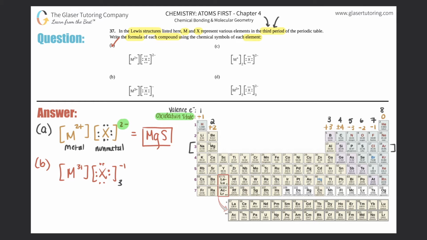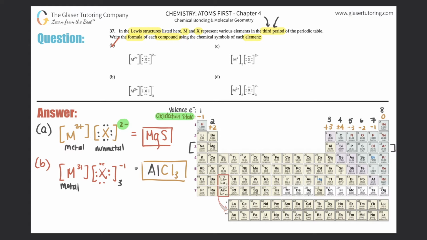So I know that this metal was Al, aluminum. And now we just got to find out what the nonmetal was. And the nonmetal is a -1. So -1 is over here, oxidation state. It was chlorine. And in order to make this compound work, to transfer electrons, I needed 3 chlorines for every 1 aluminum. So this would be AlCl3, and that is the compound.